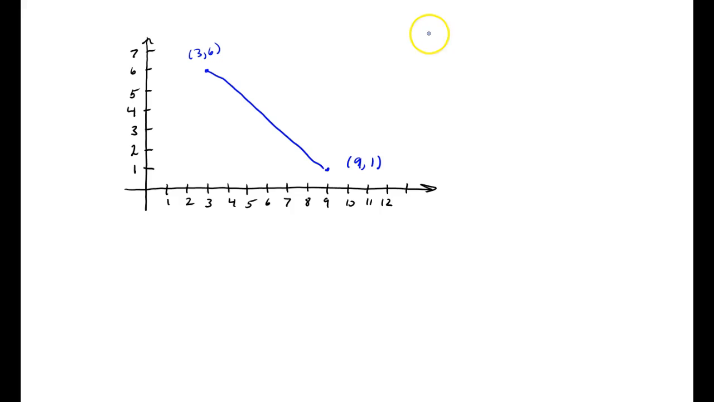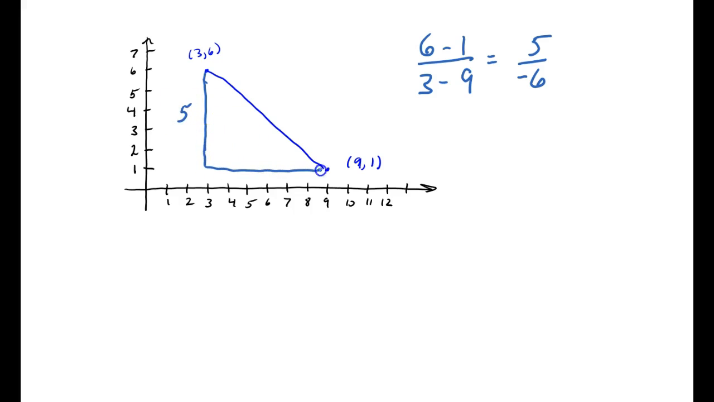Okay, I'm going to go 6 minus 1, that's change in y, over 3 minus 9, that's change in x, which works out to 5 over negative 6. Sure enough, it's a negative slope. That means that it's dropping 5 units down for every 6 units it's going across.